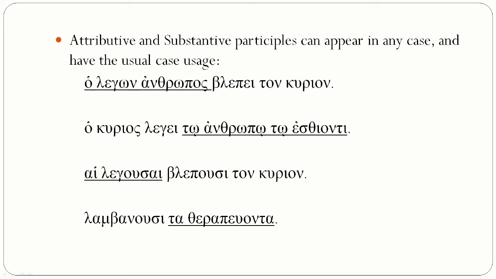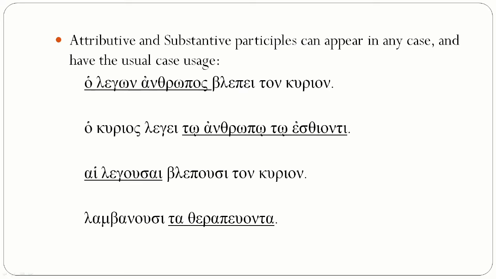So let's take a look at these sentences here. These are all complete sentences, so they'll show you an example of how these cases are used. That first one there, ho legon anthropos blepei ton kurion. I've underlined ho legon anthropos because that is the participle phrase.